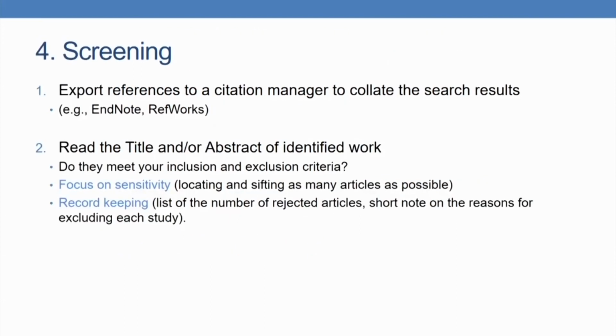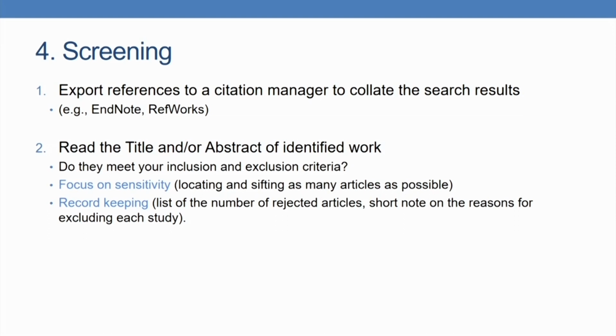The fourth stage in the systematic review of literature is what is referred to as the screening stage, and this is also a very important stage, and there are two sub stages to it. One is how do we export the references, how do we take care of the references that we have collected, and second, how to read the title or abstract of identified work.